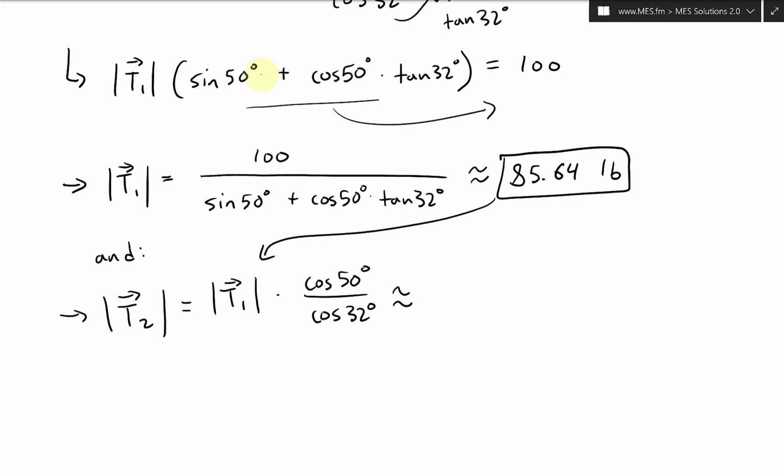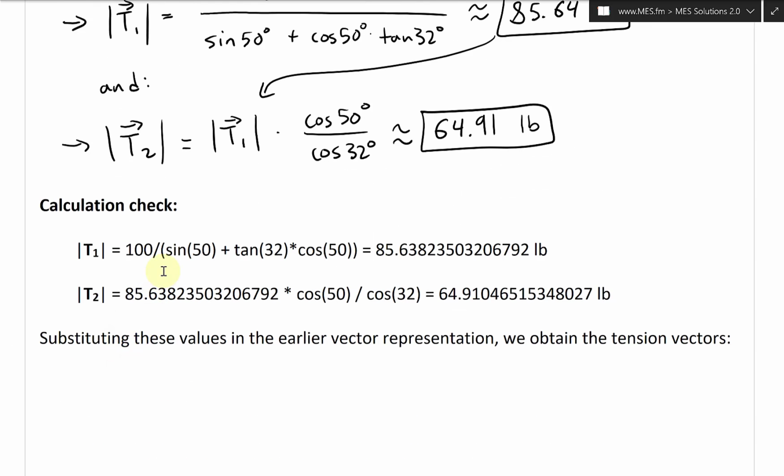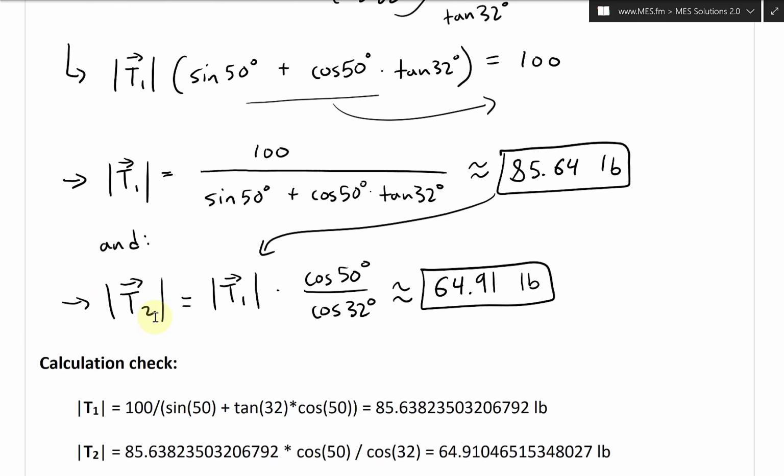You're going to get a value that is roughly 64.91 lb, or pounds. And again, this is less than this one, which is expected. That's less, as expected, because the angle is steeper for the T1, so that means there's a bigger vertical component. And for T2, the angle isn't as steep, so less of the weight is being carried by it. All right, and now I was going to do a quick calculation check right here.